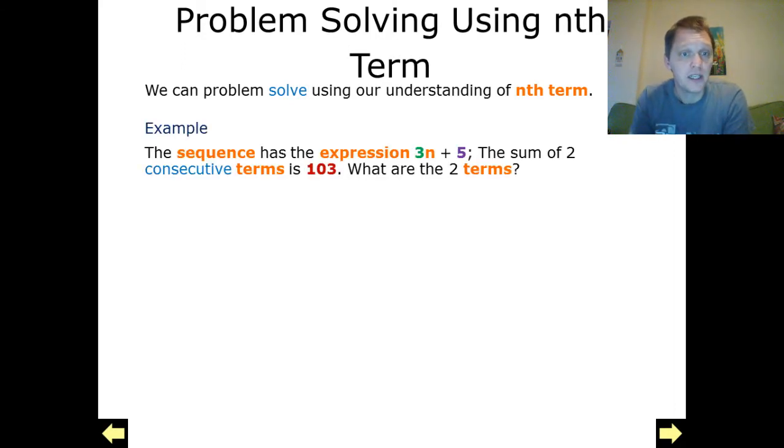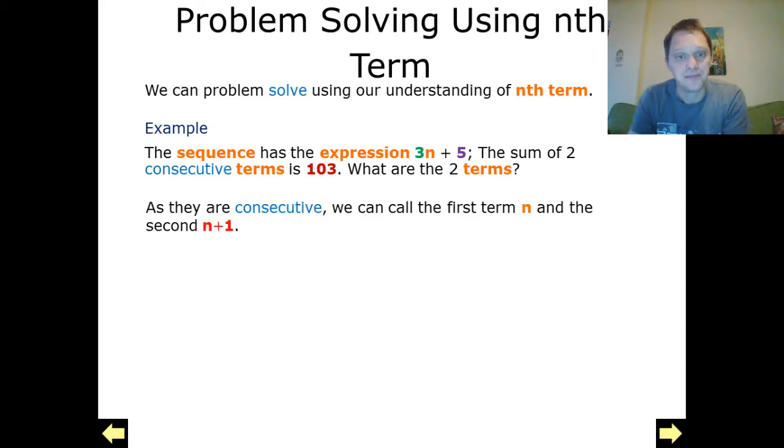So what I've been given here is the sequence has the expression 3n plus 5. The sum of two consecutive terms is 103. What are the two terms? In which case, I know I've got to use my nth term because it's going to mention a sequence. It's given me an nth term rule and it's given me a problem related to this. So the sum of two consecutive numbers, so two terms which are right next to each other, one following the other, is 103. What are the two terms?